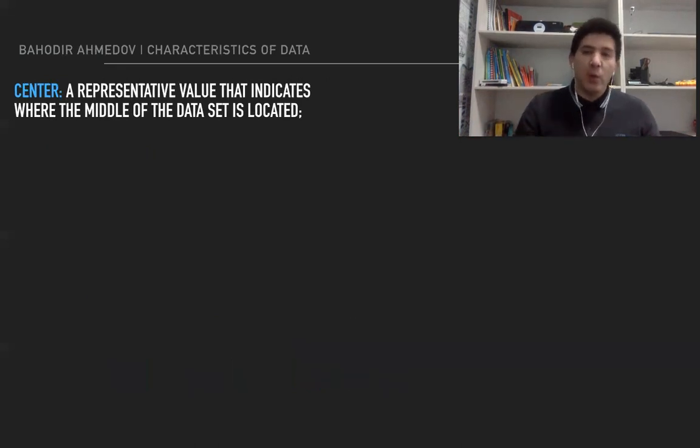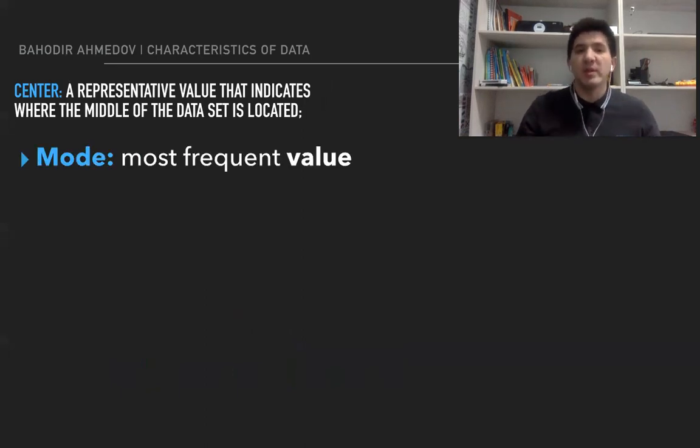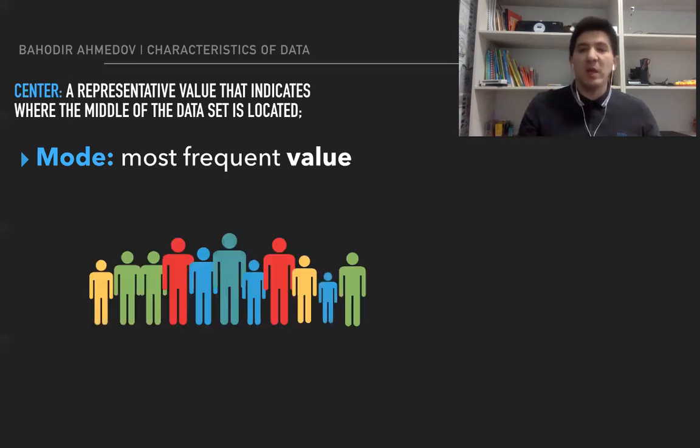Another way to calculate the central tendency is called the mode. Mode is the most frequent value. If I've got, again, lots of people in our society or in our group, I would like to know what's the most frequent height. So I would like to find the people with the same height, then count how many people have 170 centimeters or 180 centimeters and so on.